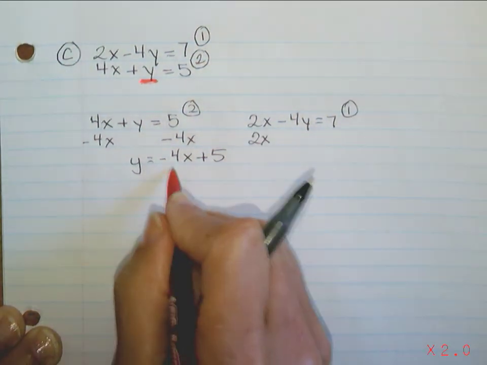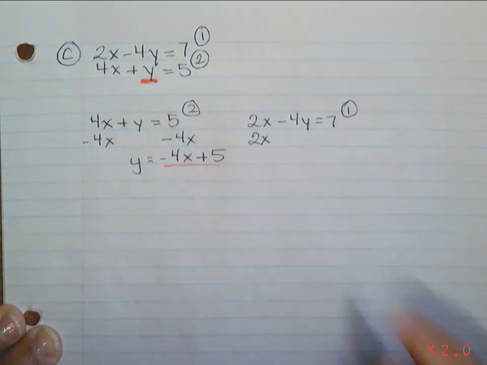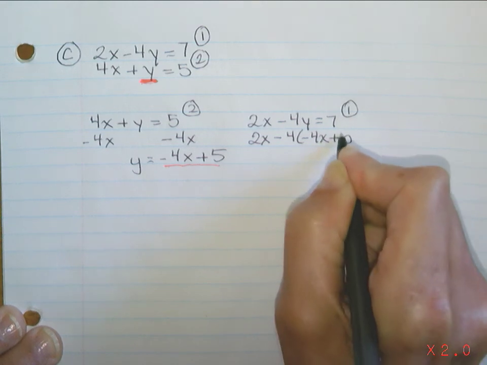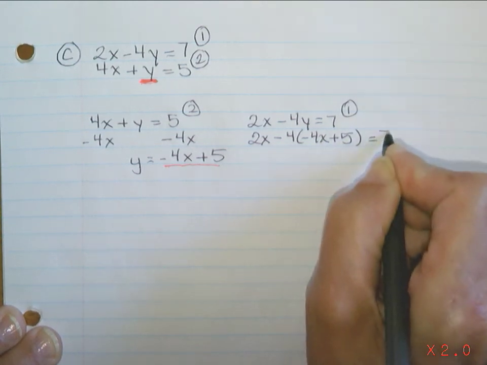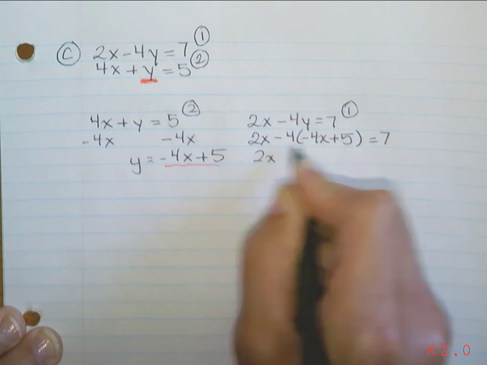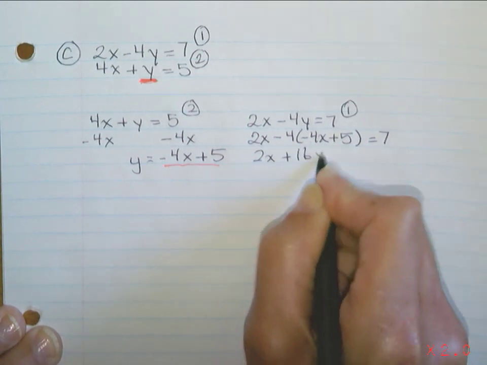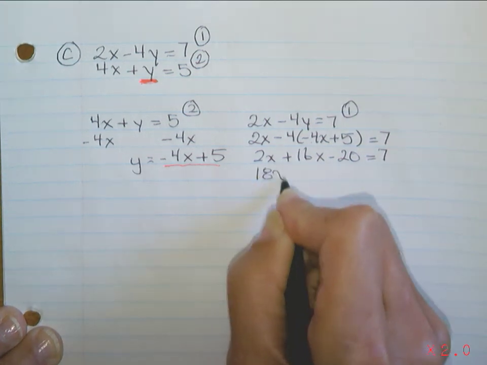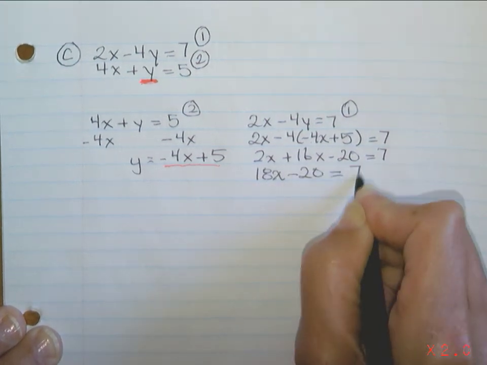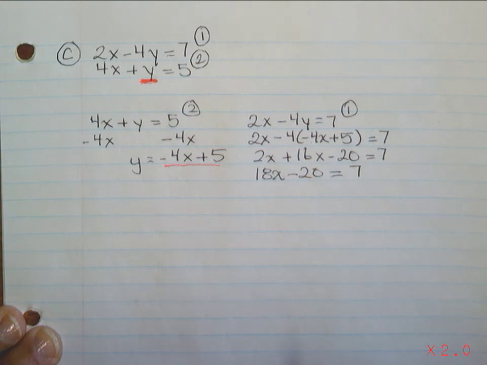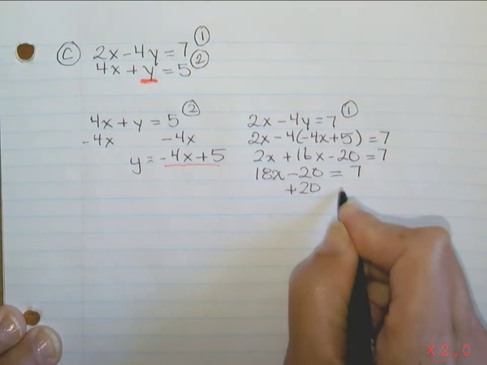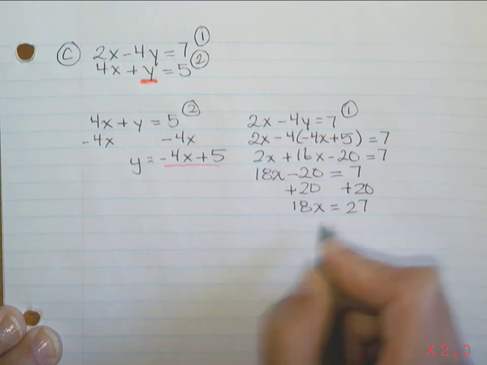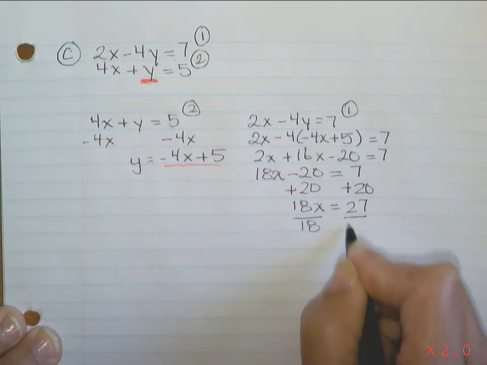I'm going to take what I believe y is. Negative times a negative, positive 16x, negative 20 equals 7. You have to collect your like terms. Add 20 to both sides. Divide both sides by 18.